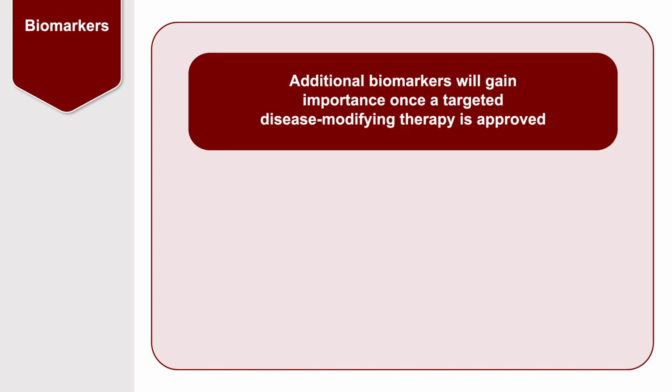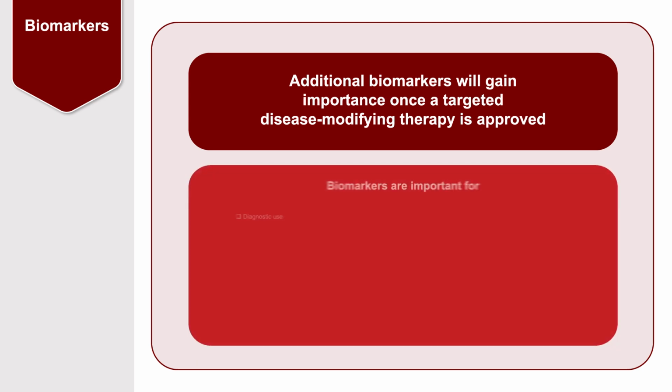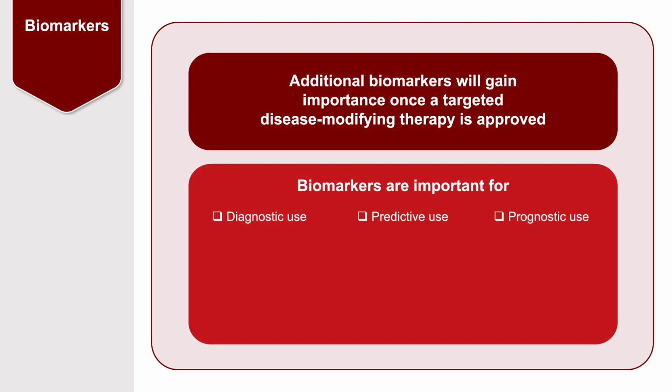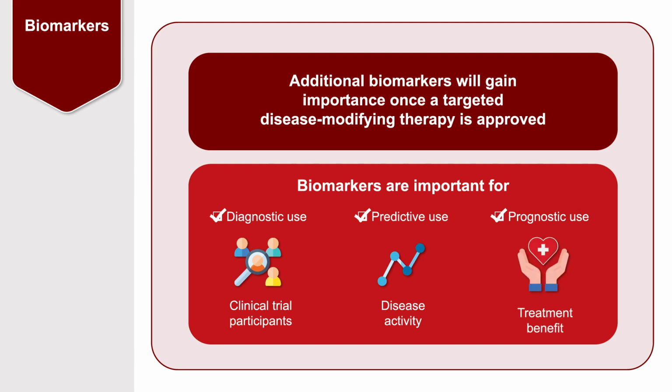Additionally, biomarkers will gain importance once a targeted disease-modifying therapy is approved. Biomarkers are really important for several scenarios in ALS, including diagnostic use, predictive use, and prognostic use. Biomarkers will be used to identify potential clinical trial participants for pre-symptomatic trials that are more sensitive and specific markers for ALS. Biomarkers will help with measurements of disease activity and progression, and biomarkers can potentially help us judge whether an investigational product has a treatment benefit.